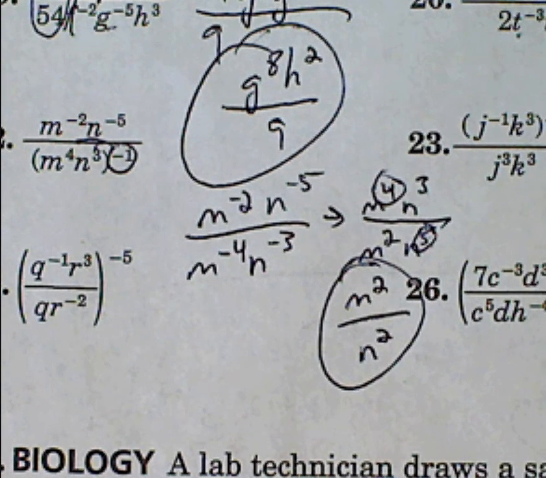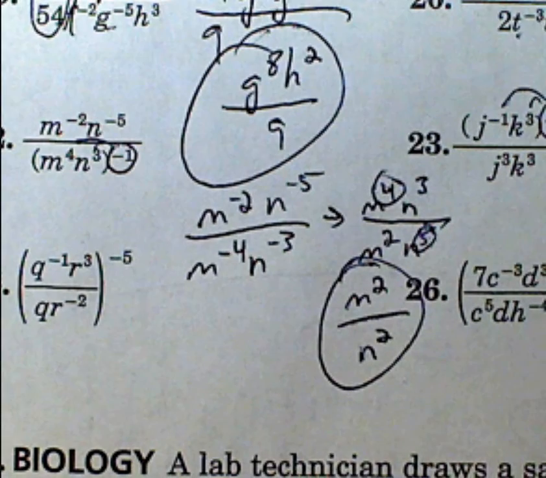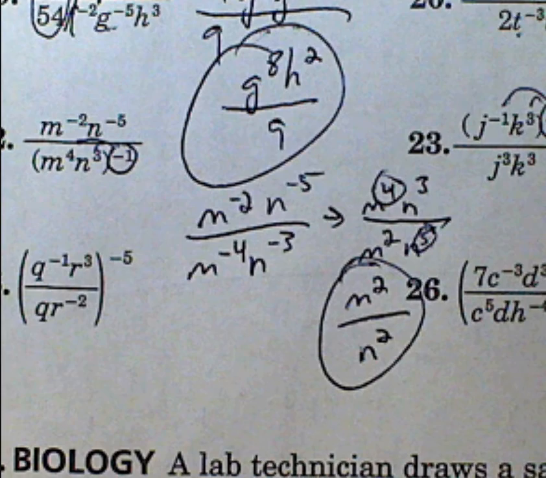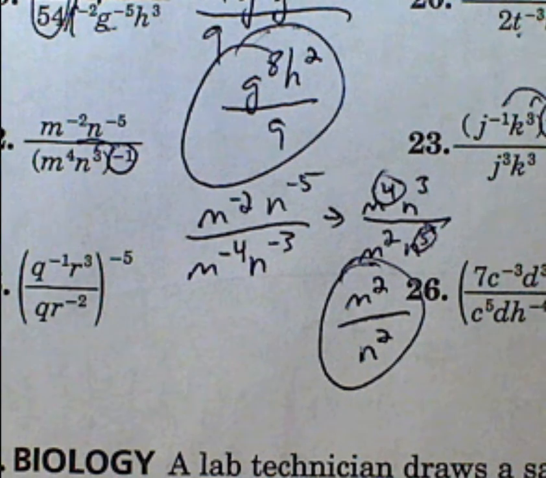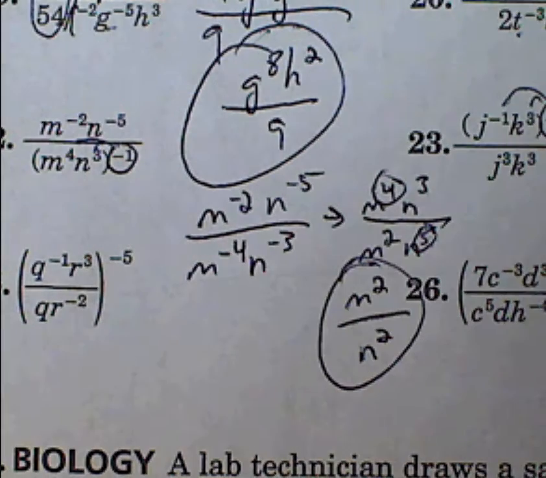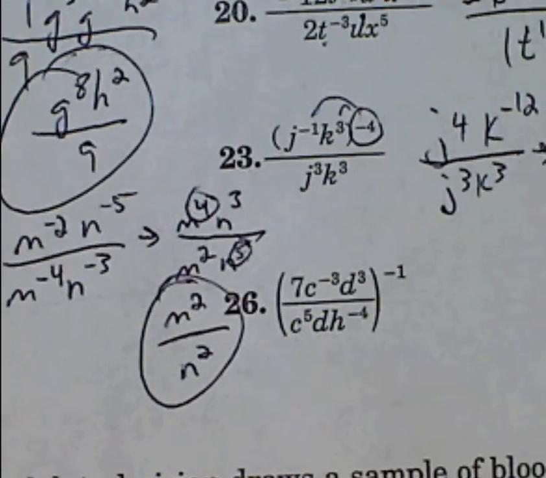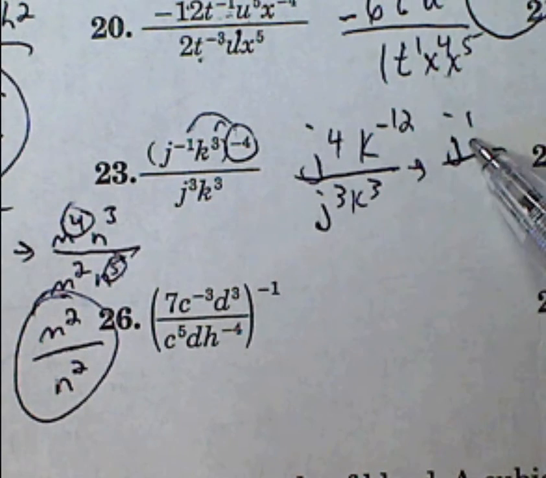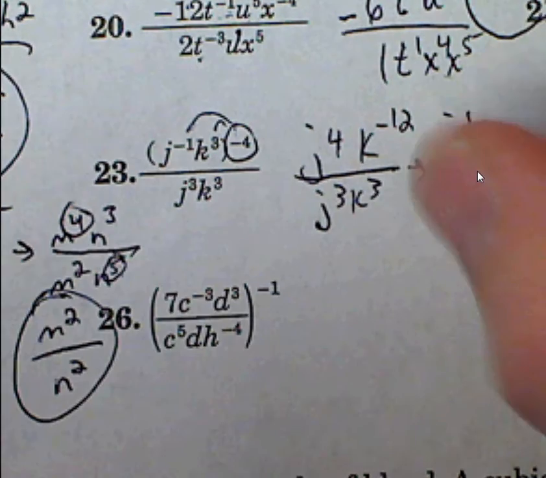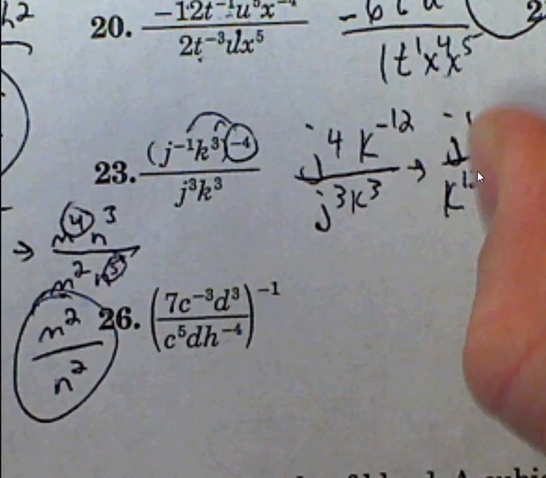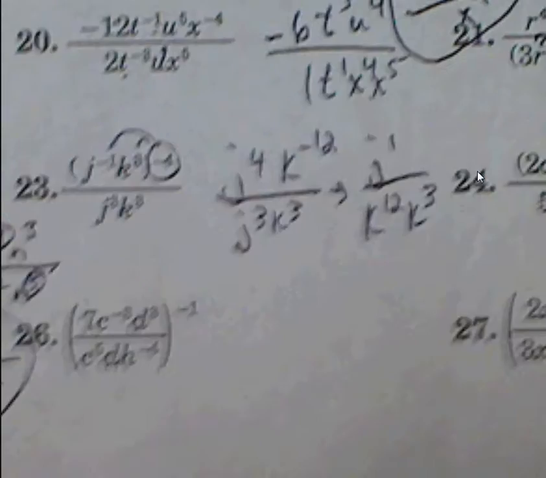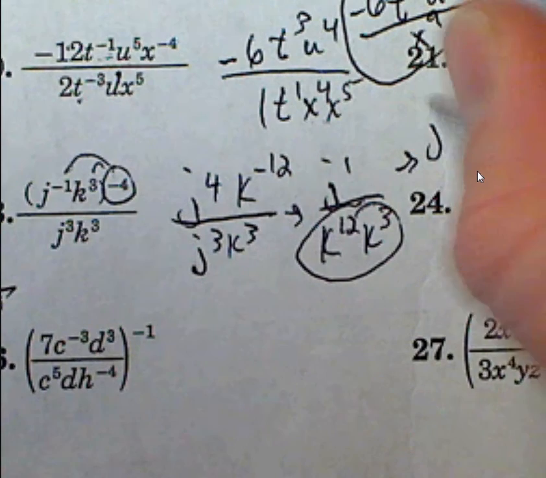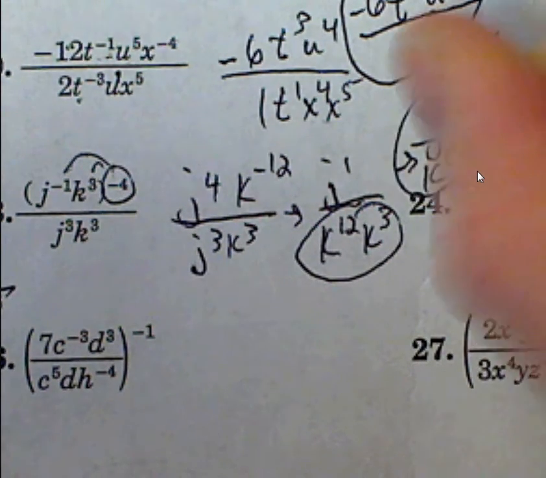Number 23, I need to distribute my negative 4, so that would be j to the positive 4, k to the negative 12, over j3, k3. Okay? So j to the 4 stays, but I can subtract, so that's j1 on top. Whoops, sorry. There you go. I apologize for not you being able to see that. 4 minus 3 becomes 1. K12 goes on bottom. K3 stays on bottom. If I combine these two on bottom, I'm left with J on top, K15 on bottom.